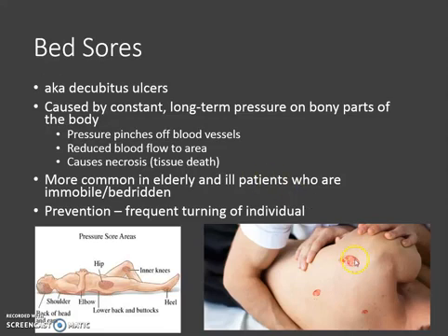And these pictures here are some mild forms. They can actually get much, much worse. And in some elderly patients, it can lead to death because of the infection that settles into the area and the inability for the area to heal.